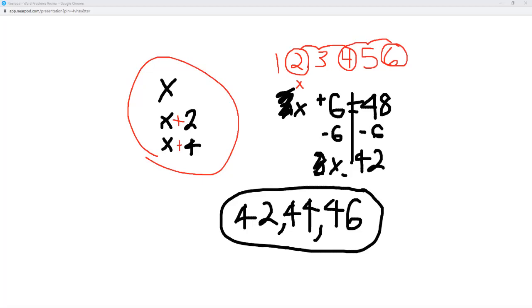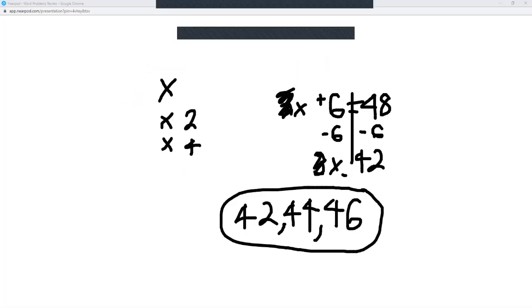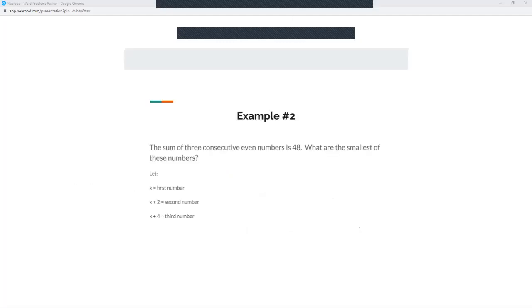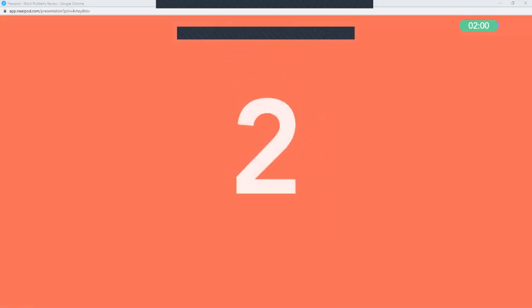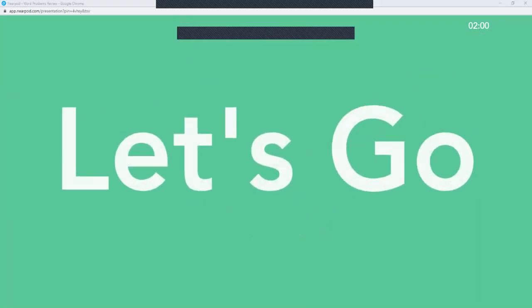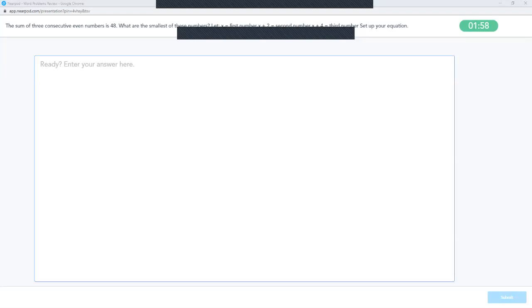Okay, so keep it moving here. The sum of 3 consecutive even numbers is 48. What are the smallest of these numbers? Let x equal first number, x plus 2 equals second number, x plus 4 equals third number. All right, set up your equation.